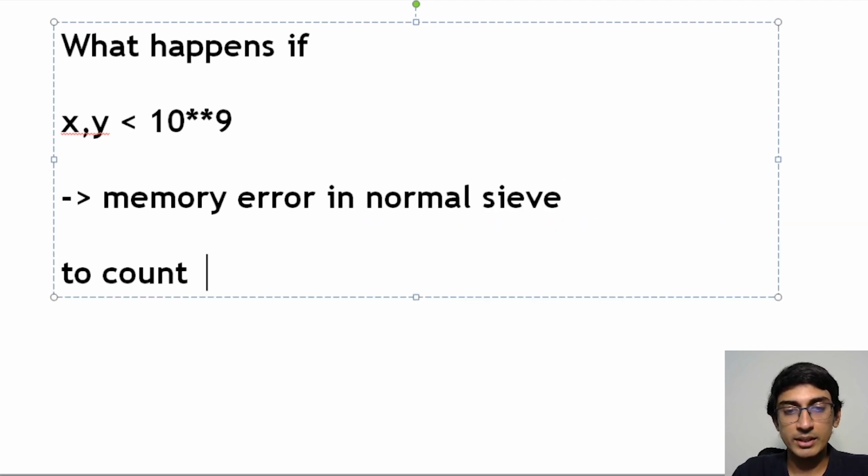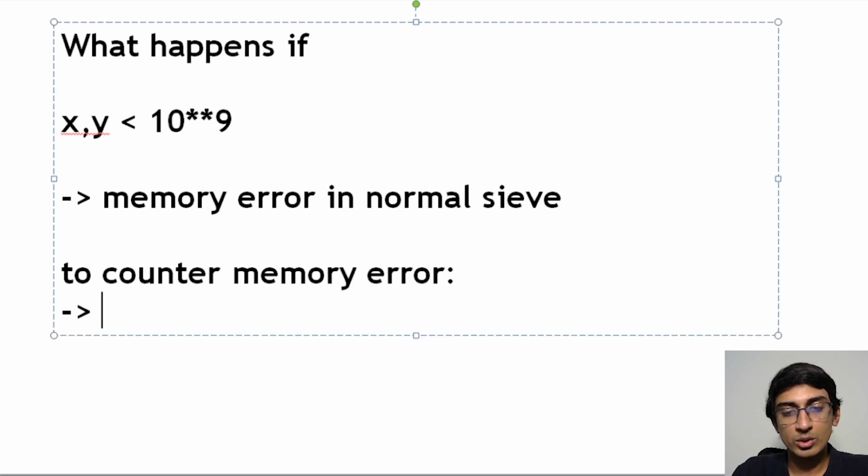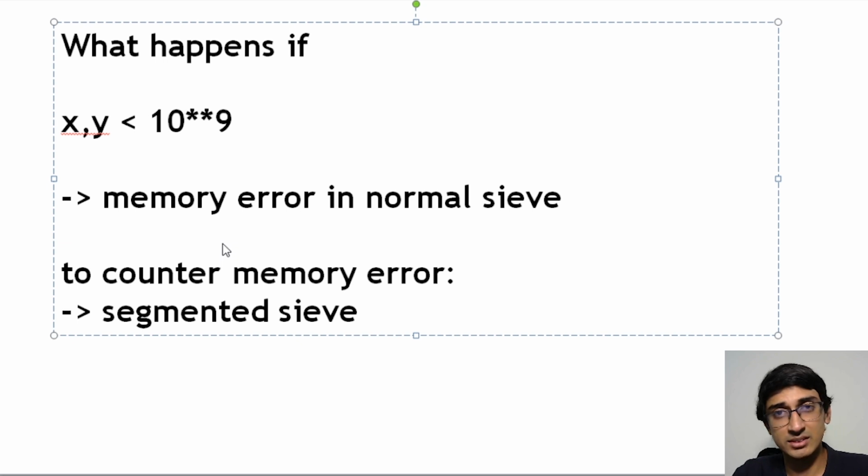To counter memory error, what you could do is you could do segmented sieve, right? So if you do a segmented sieve, the segmented sieve is order root n in terms of space. The time complexity is still the same. In fact, it's a little slower than normal sieve because you do a duplicate run of it, but segmented sieve will have lesser space complexity.